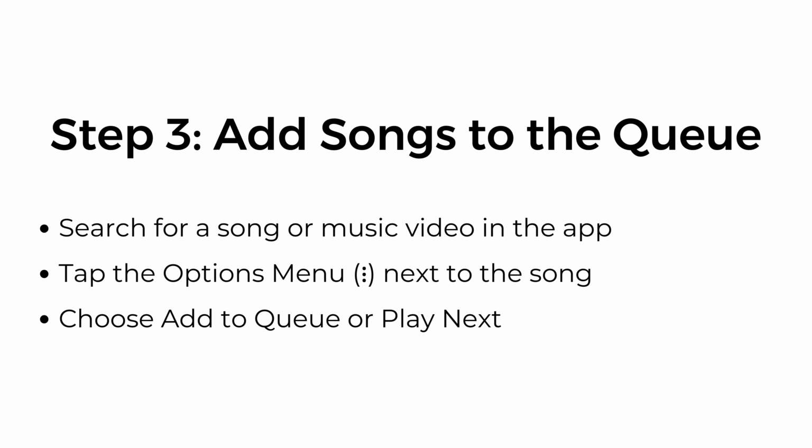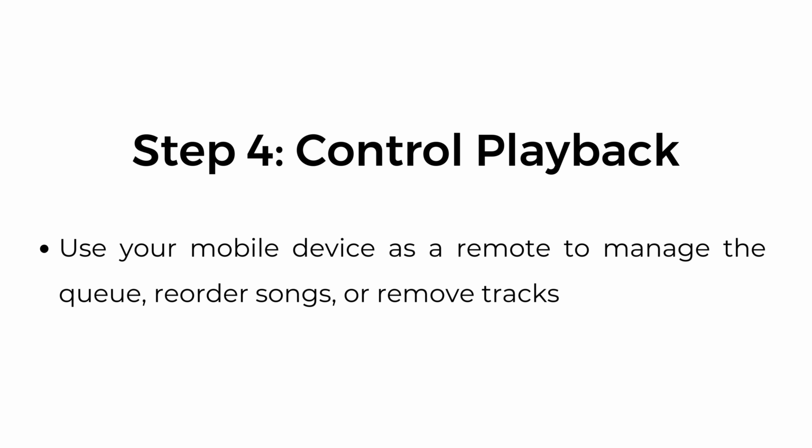Step number 3, add songs to the queue. Search for a song or music video in the app. Tap the options menu next to the song. Choose add to queue or play next. Step number 4, control playback. Use your mobile device as a remote to manage the queue, reorder songs, or remove tracks.